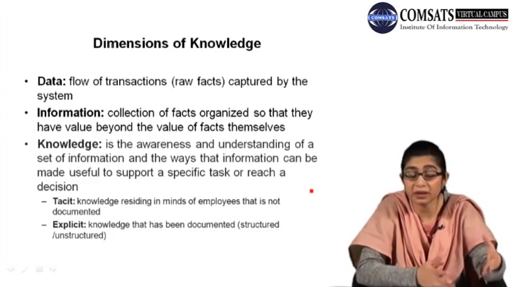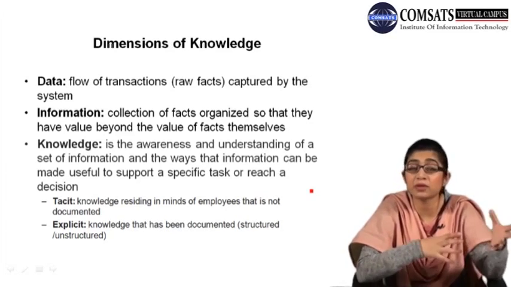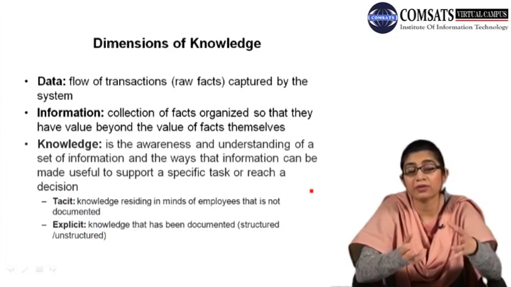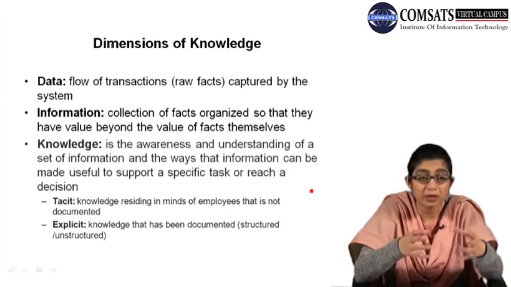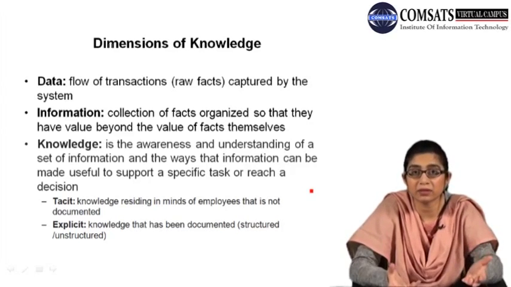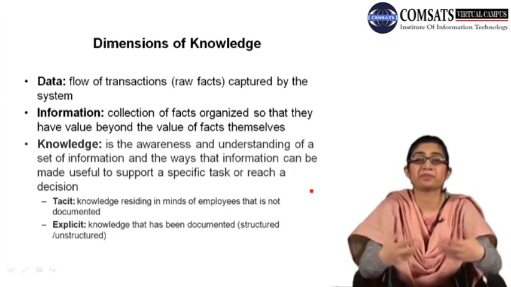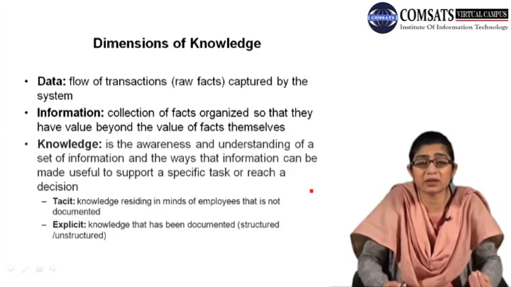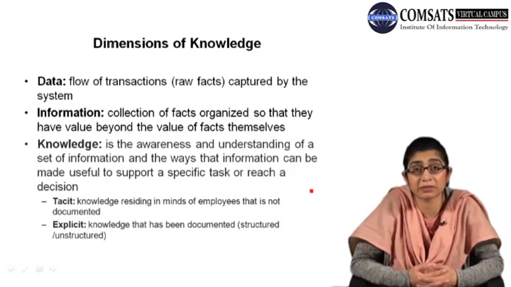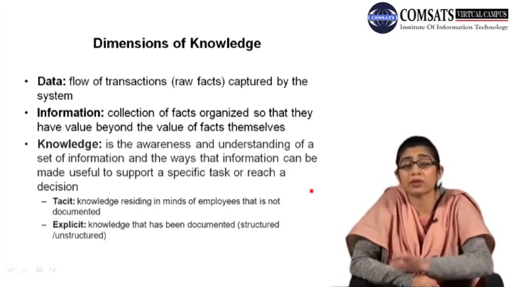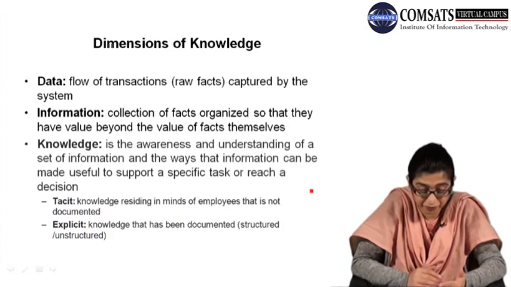Now what is data? Basically, like we explained that in the first lecture before, is that it's a flow of transactions or raw facts that are captured by the system. And these raw facts do not have a meaning on their own. Lekin when you use a certain data, then you cannot be sure that iska meaning किसी और context में क्या है. Right? So it's just a flow of transactions. It's just a raw facts captured by the system.